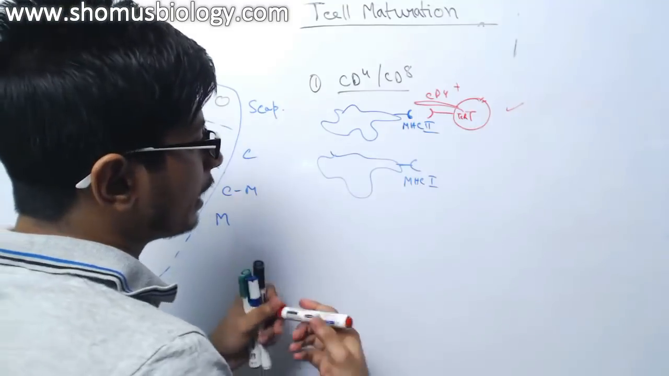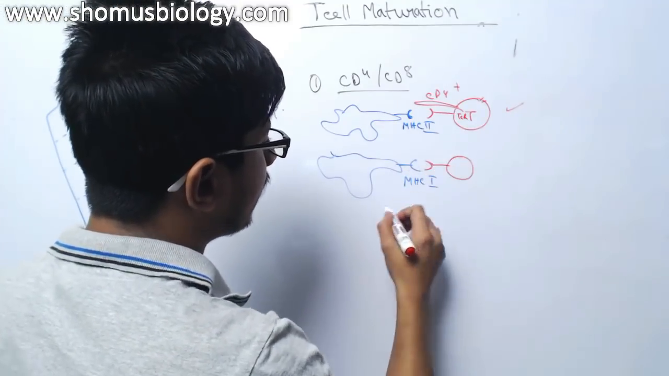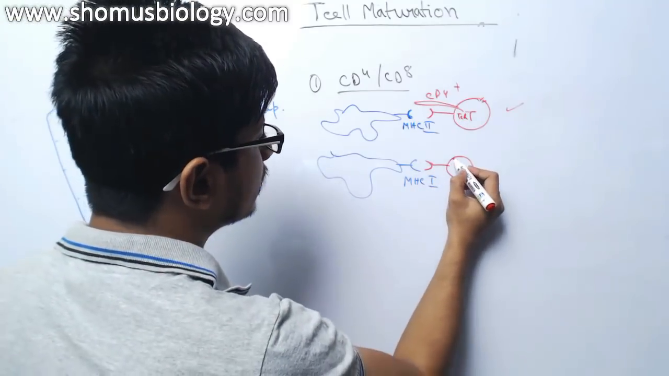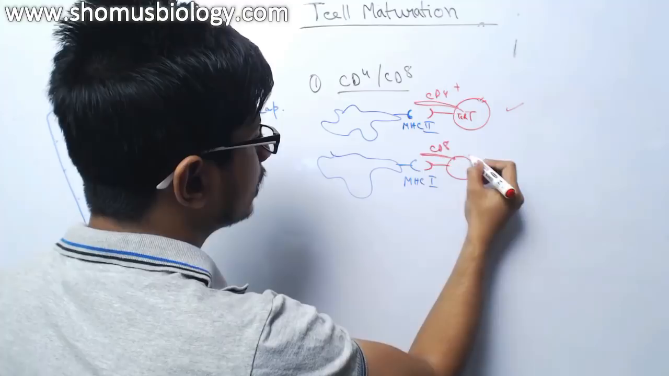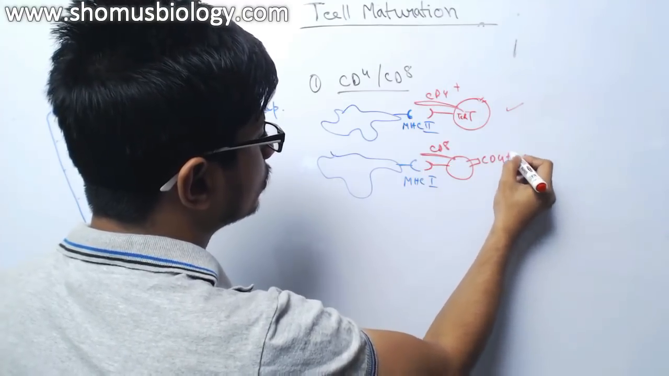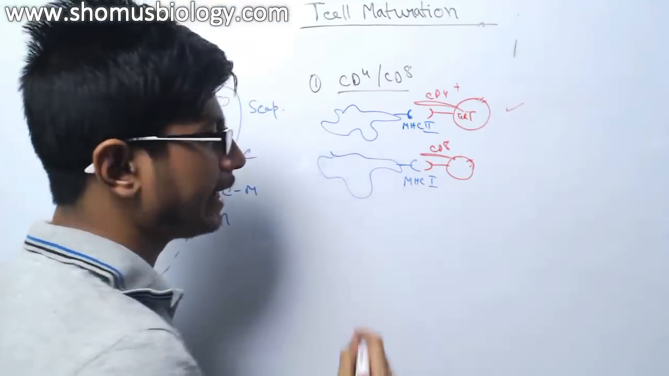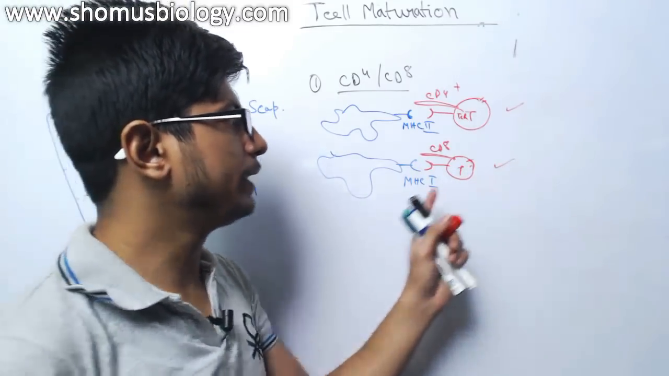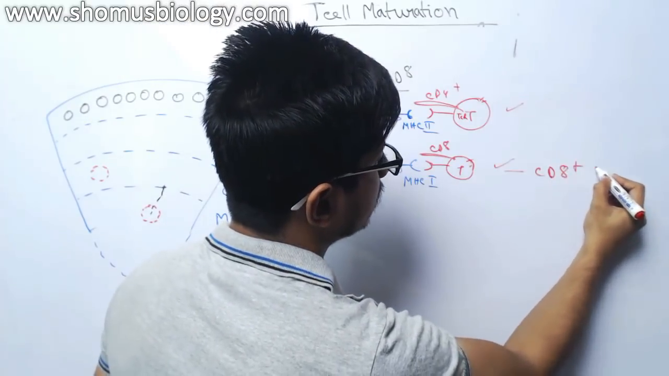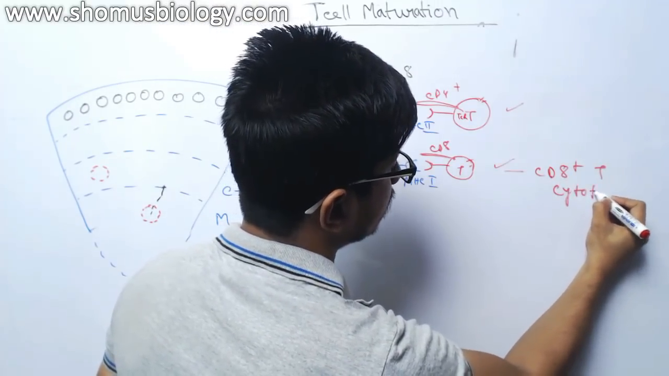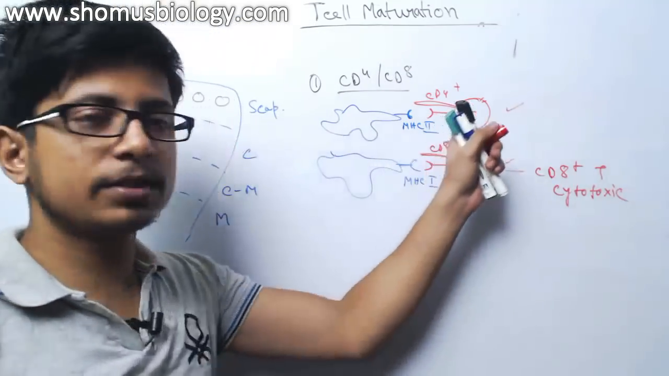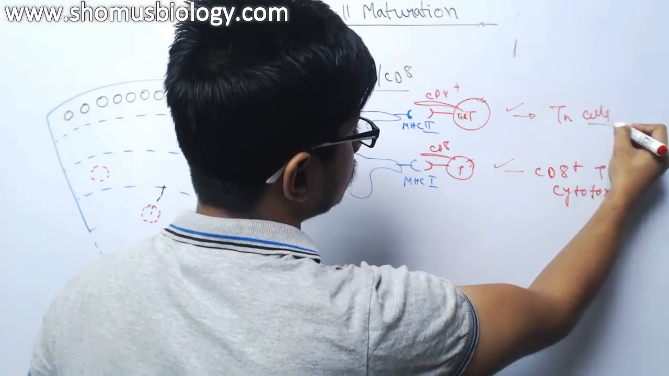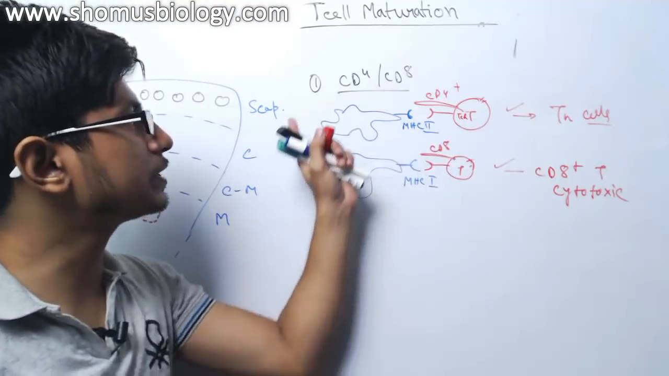Similarly, if some of the thymocyte cells engage in interaction with MHC class 1 in proper engagement, they will be selected for CD8 and the CD4 will be destroyed. So CD4 will be destroyed, CD8 will be selected to grow, and that cell will become a CD8 T cell or cytotoxic T cell, while the other cells selected for CD4 will be known as T helper cells. That's how they differentiate between CD4 and CD8.